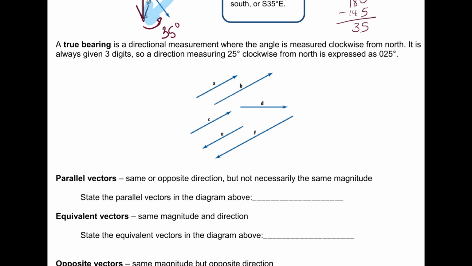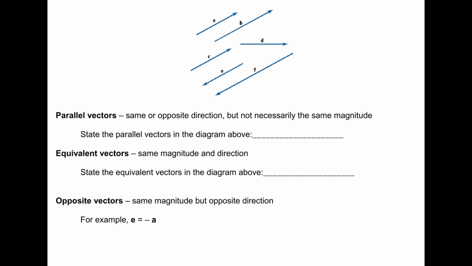Cool. All right, so these lines, all of these vectors go with the next thing, which is parallel. All right, so why is it 025? Because it is expressed with 3 digits instead of 2. So it's just 25? Right, it's 25, but we say 025.